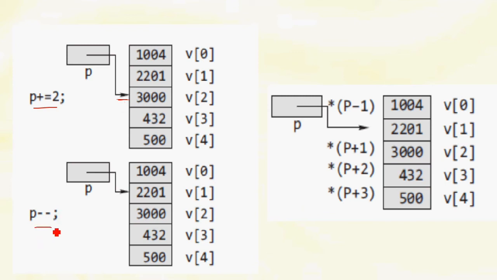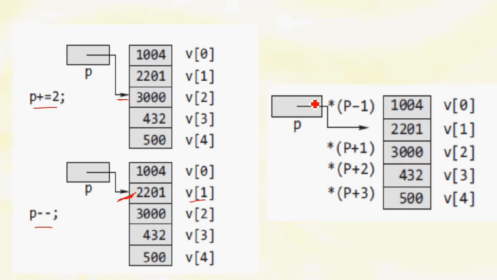If you use P minus minus, the pointer will point to the previous array element, that is the second array element. Now the pointer will go to here, 2201. So this is the current location of the pointer. Similarly, you can tell like this: this is the current location, V of 1, after P minus minus.